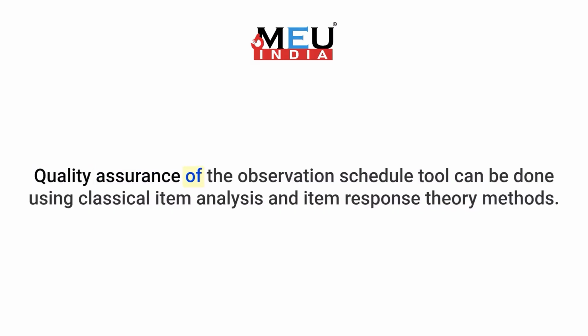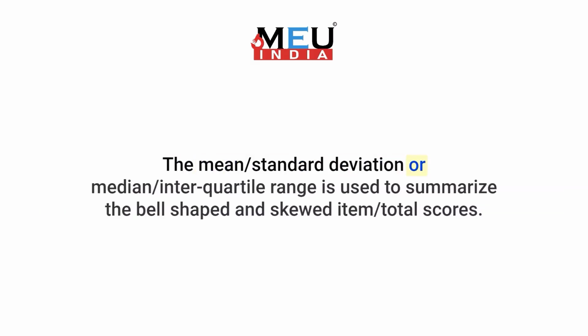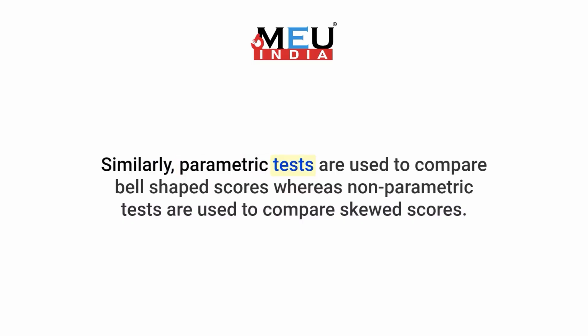Quality assurance of the observation schedule tool can be done using classical item analysis and item response theory methods. The mean, standard deviation, or median interquartile range is used to summarize the bell-shaped and skewed item total scores. Similarly, parametric tests are used to compare bell-shaped scores, whereas non-parametric tests are used to compare skewed scores.